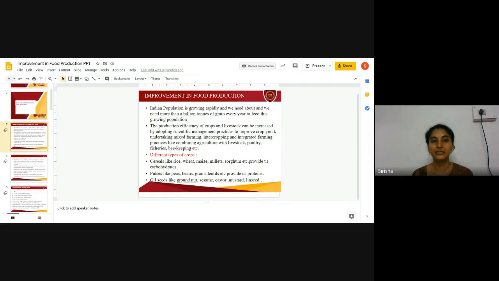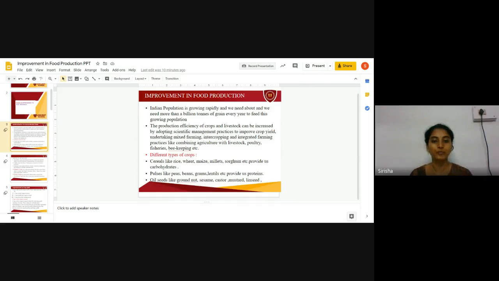There are a number of scientific management practices these days to improve the crop yield, which include undertaking mixed farming. In mixed farming, you can grow two or three varieties of crops, which increases the crop yield in a short span of time. Next, intercropping. In intercropping also, you can use different varieties of crops to increase the yield, and integrated farming practices like combining agriculture with livestock, poultry, fisheries, and beekeeping, that is called apiculture.